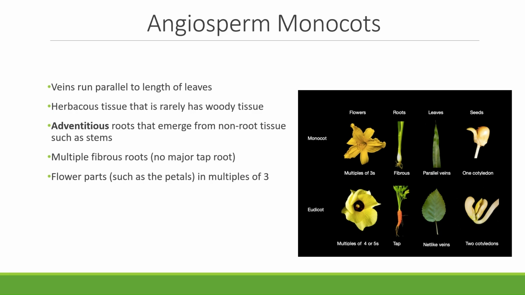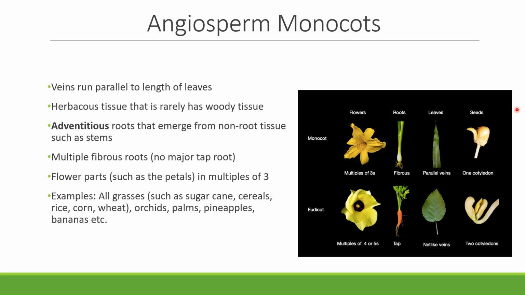Finally, their flower parts, such as the number of petals and sepals, typically occur in multiples of 3. These traits are easy to spot in the field. All grasses, including sugarcane, cereals, rice, corn, and wheat, are monocots, and they'll share many of these traits. Except for the flower petals, that does seem to vary quite often, but the other 3 regarding the roots, leaves, and seeds, they're all going to follow those traits. So are orchids, palms, pineapples, and bananas. I recommend you even take some time just looking at those examples and see if you can spot those different characteristics.